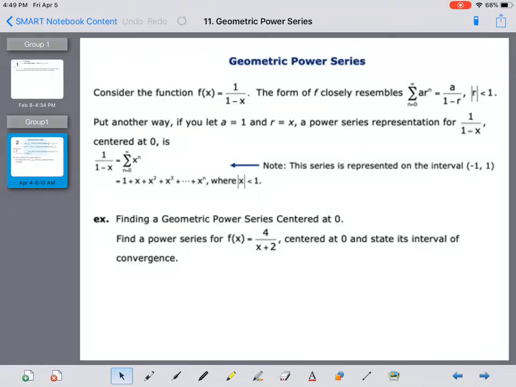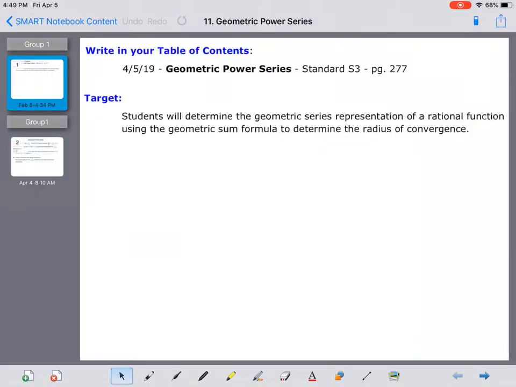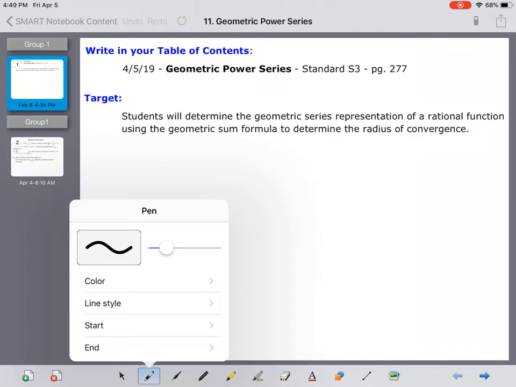Okay, so we talked about geometric power series. Remember, a power series is just a series that has an x and an n in it. So let's get started. I know we got to different places in different classes, so just fast forward to the class you're in and then continue watching from there.